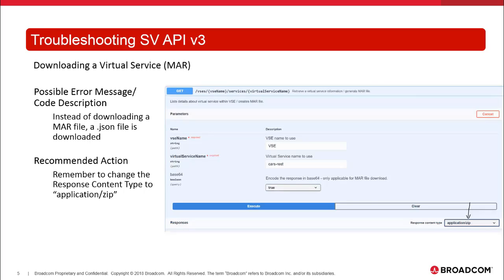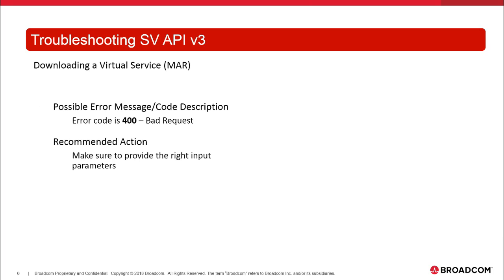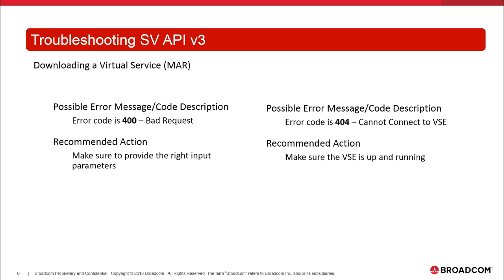So that's one thing. The other one is, let's say you get a bad request. That basically means that you've not given the correct input parameters. Another one that I've come across is 404. 404 means you cannot connect to the VSC. And if you cannot connect to the VSC, you cannot create a virtual service, you cannot edit a virtual service, nor can you download a virtual service. So you have to make sure that the VSC is up and running.